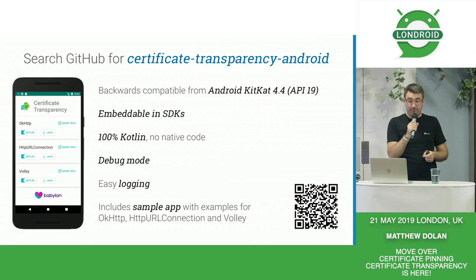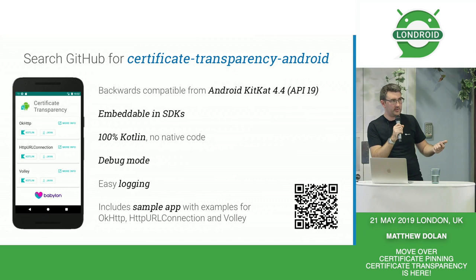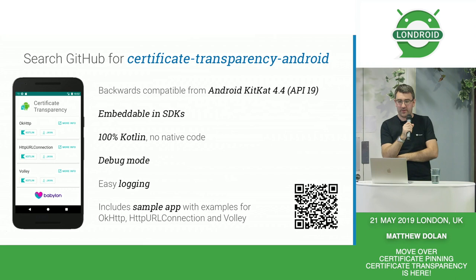You can use it in a debug mode as well if you want to try the library out in production but not actually enable it. You can get feedback on whether checks would actually work or not. And there's a sample app as well, and there's examples for OkHttp, HttpURLConnection, Volley. It would also work with Apache HTTP client. If you were that way inclined, you would just have to do a bit more work to support that yourself.